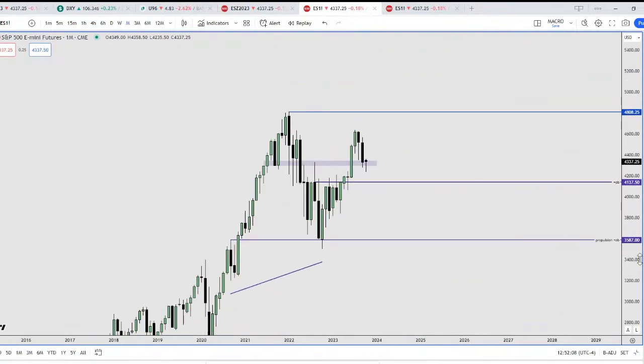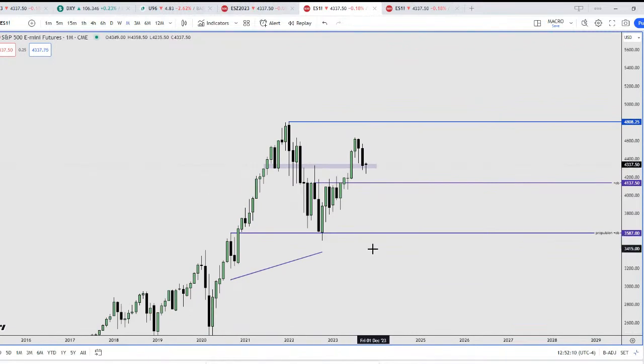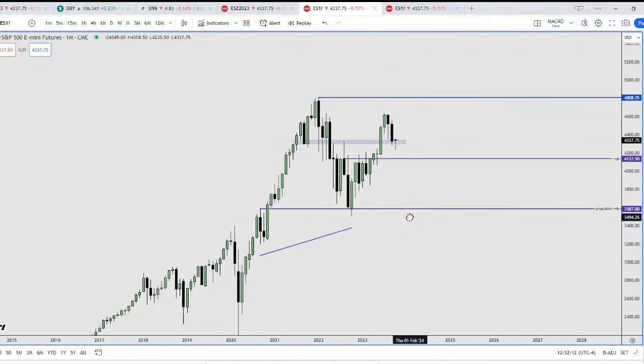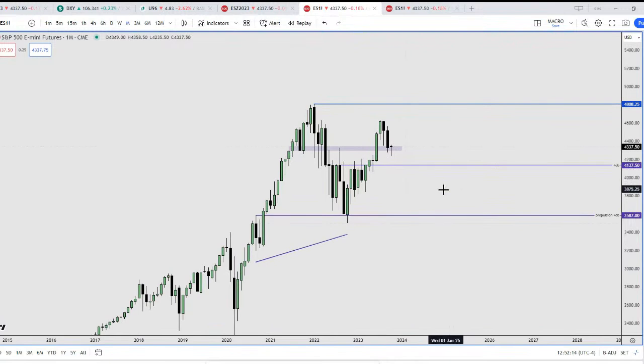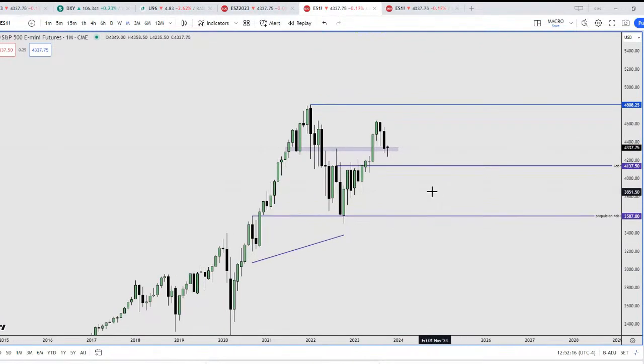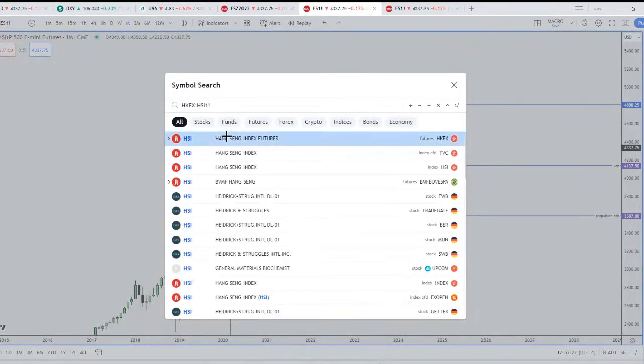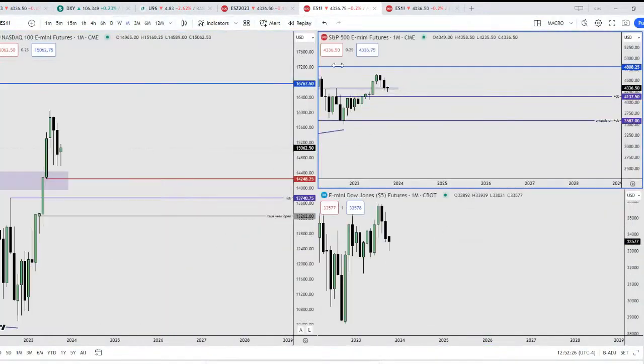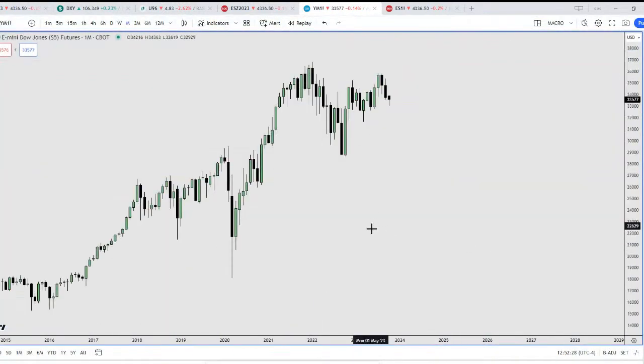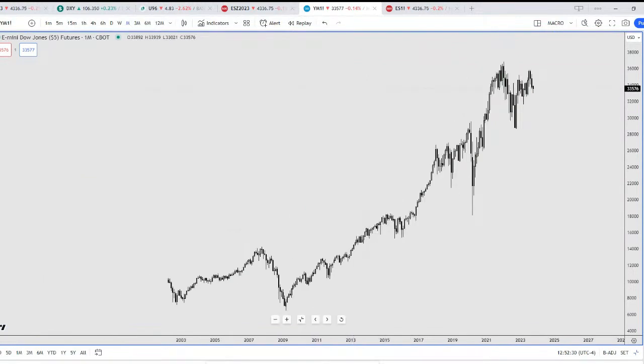I think we are done here for indices and DXY, right? And right now I'm just going to run through HSI. Okay, HSI. I think first let us take a look at YM to see if it lines up nicely.